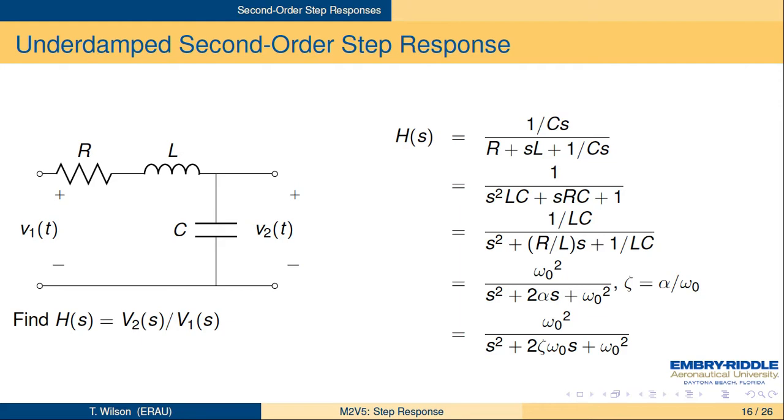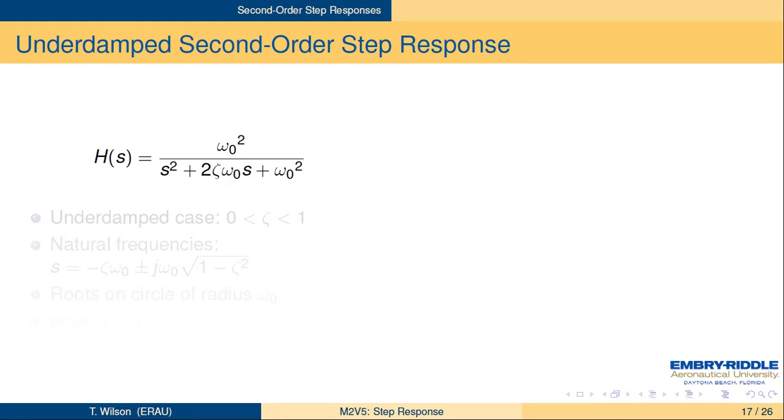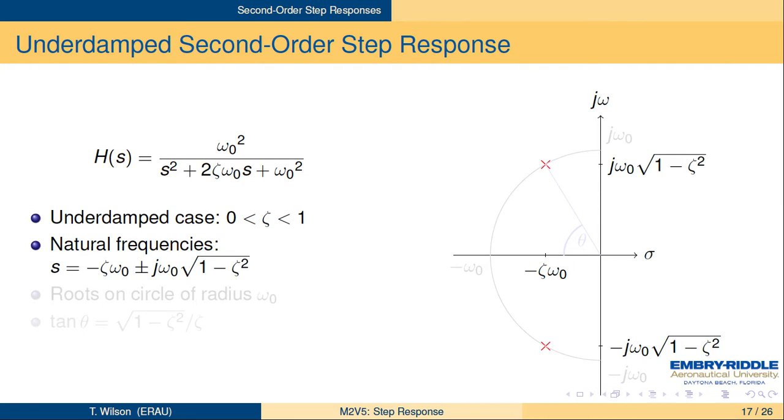Because zeta is a parameter that for the underdamped case is going to range between 0 and 1. That's what makes it underdamped. That's when you're going to get complex roots. And the roots then, in this case, are going to be where you used to have minus alpha, you're going to have minus zeta omega naught.